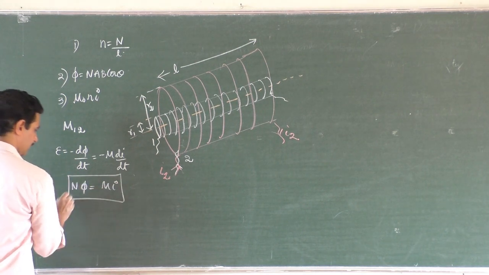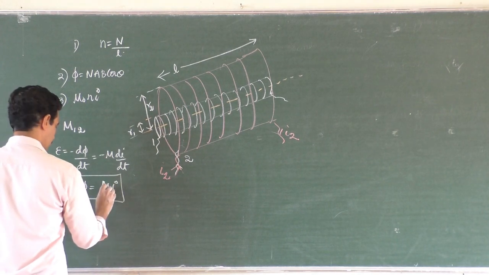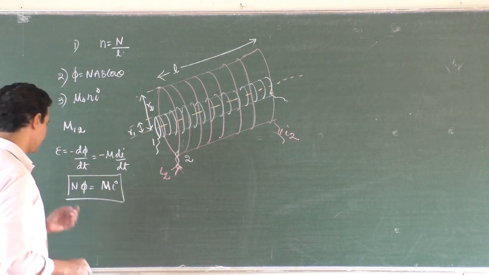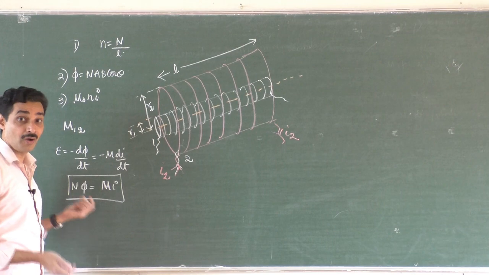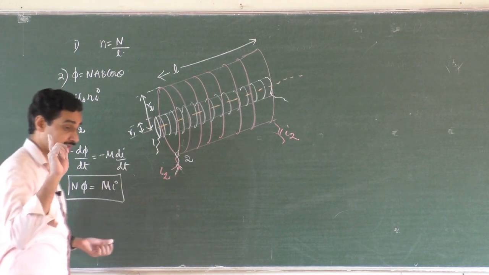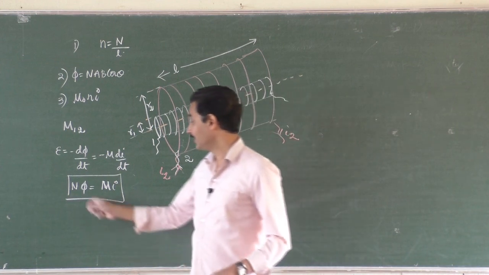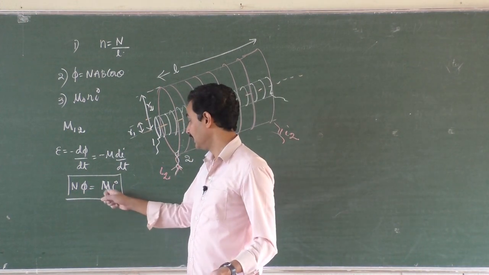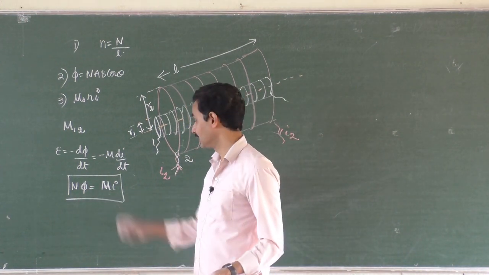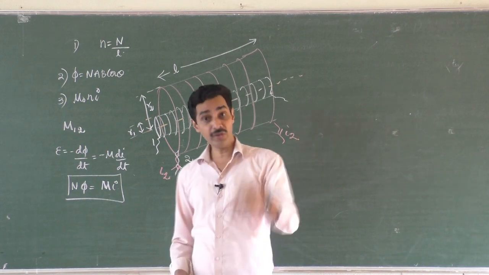This is another supporting formula. So N phi is equal to M i. N is the number of turns in the coil which is using the flux, and phi is the flux linked with the coil. M is the mutual inductance. I is the current through the coil which is producing the magnetic field.